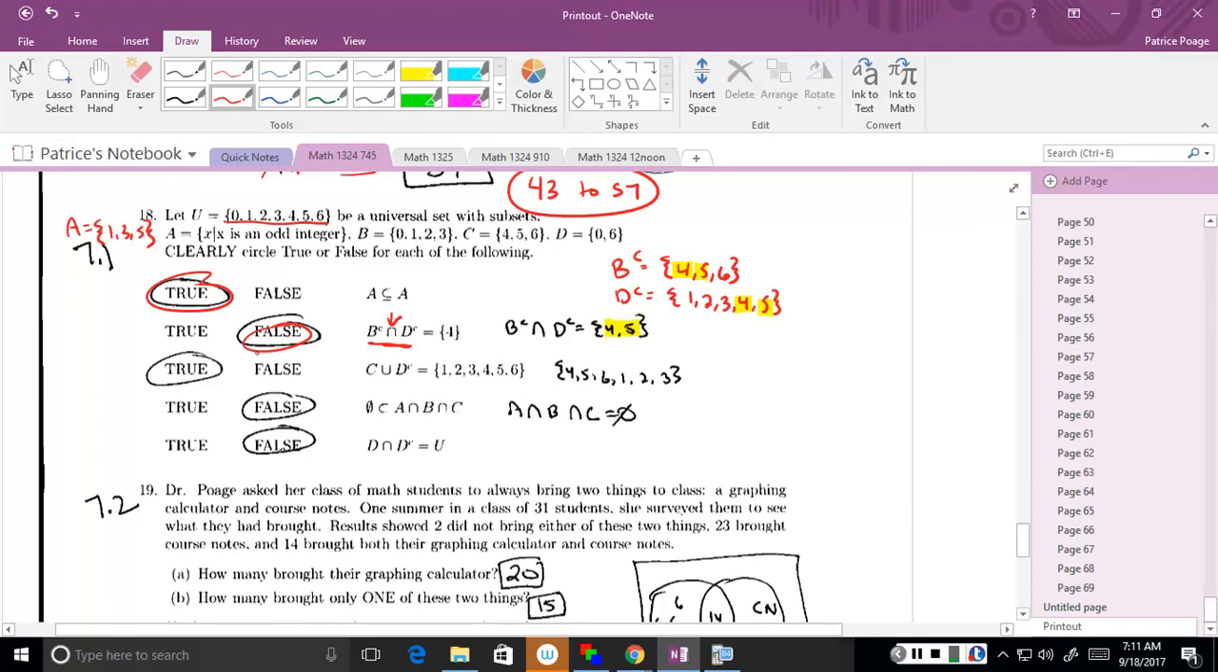C unioned with D complement. So I want everything in C plus everything in D complement without repeating. So I want 4, 5, 6, 1, 2, 3. Are those equal? Yes. So that is true.